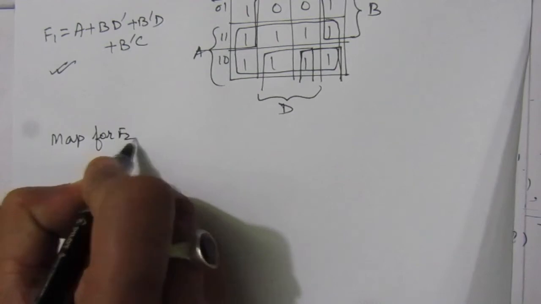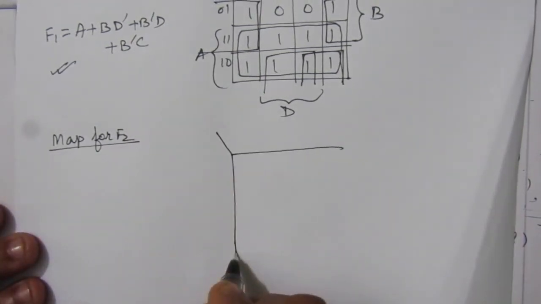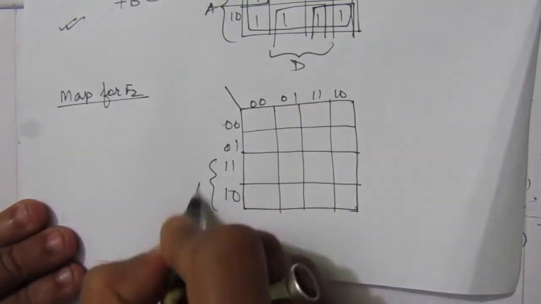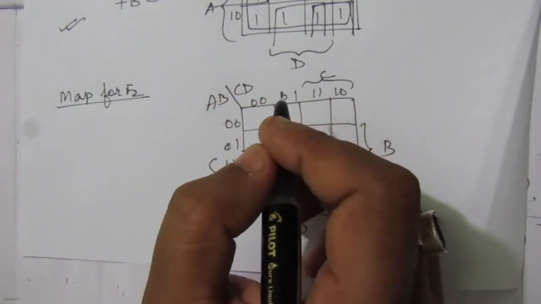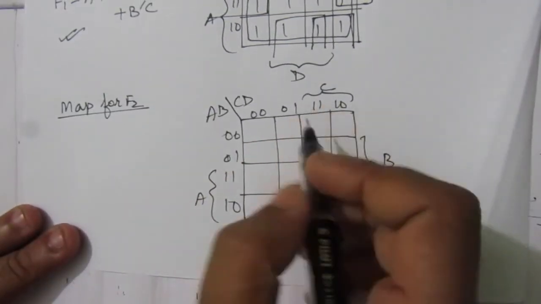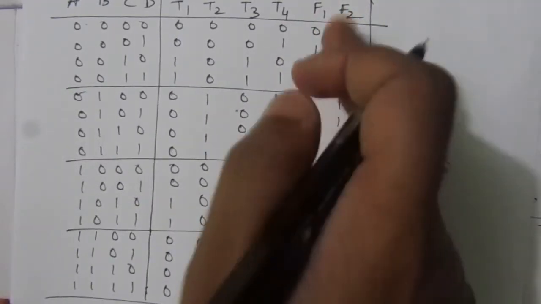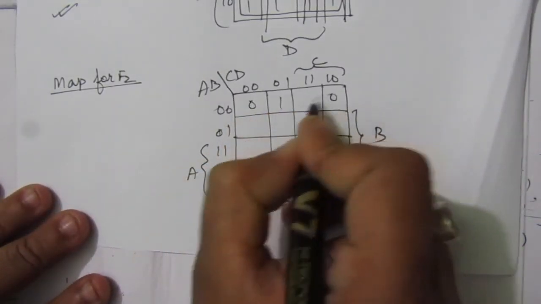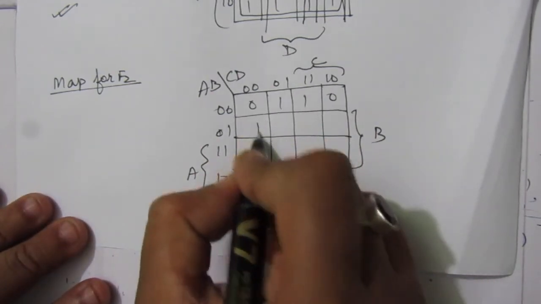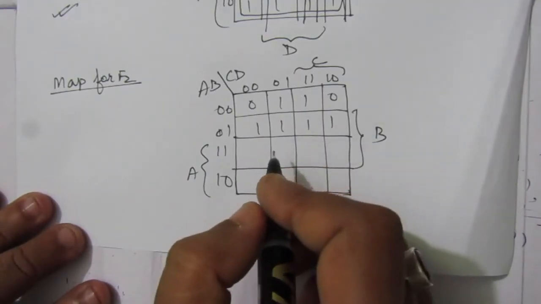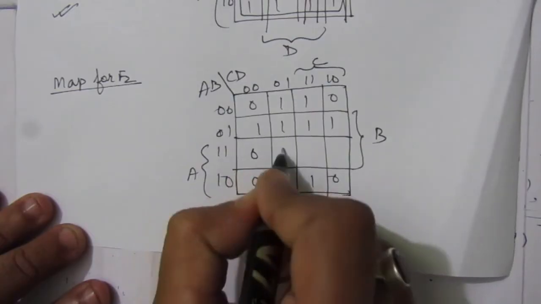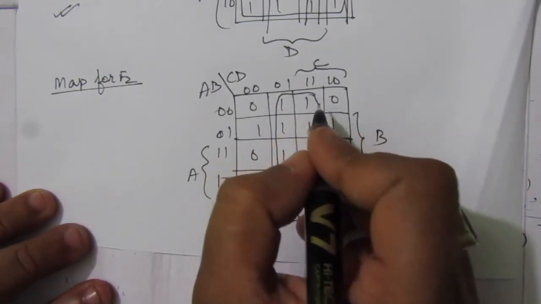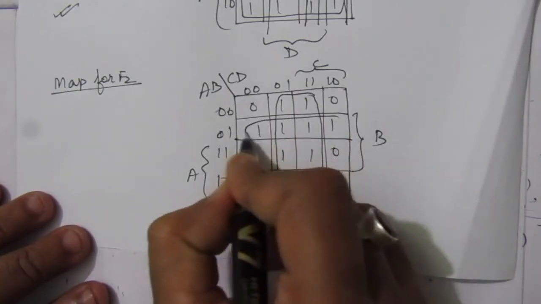Map for F2. Now we have to make the four variable map for F2. So for F2 we have 0101, this column we have to put. So in this map we have to put 0101, then we have to put 1111, then we have 0101, 0101. From this map we can combine like this: this is one term we'll get from this combination, and from this combination we'll get the second term.